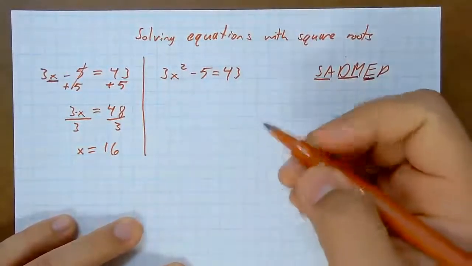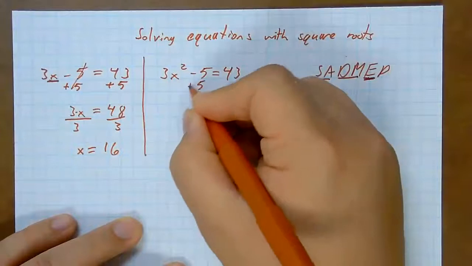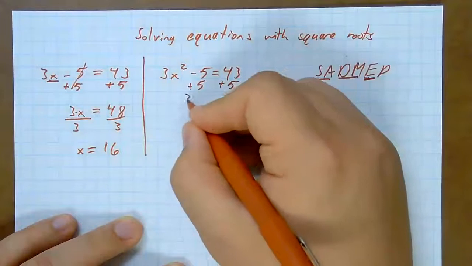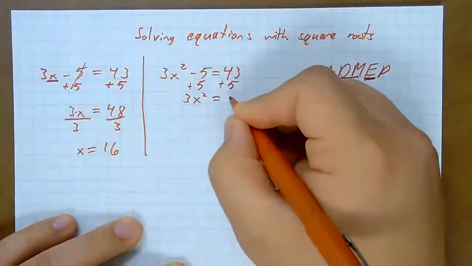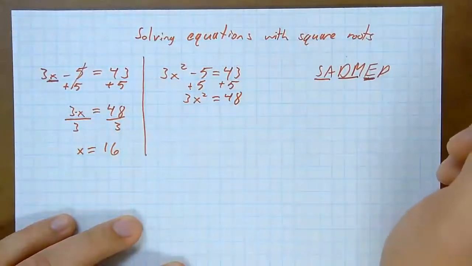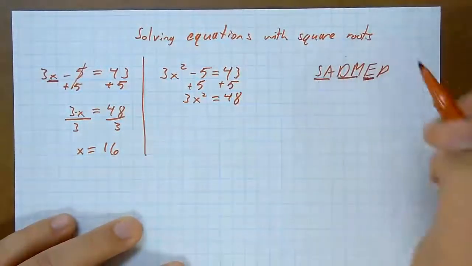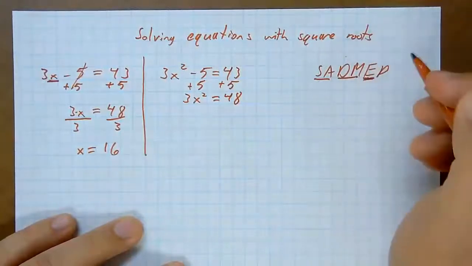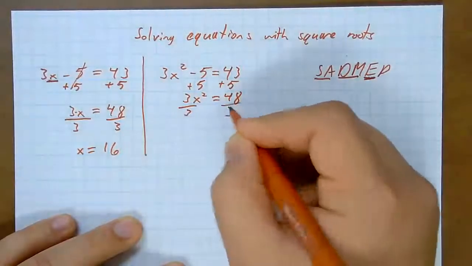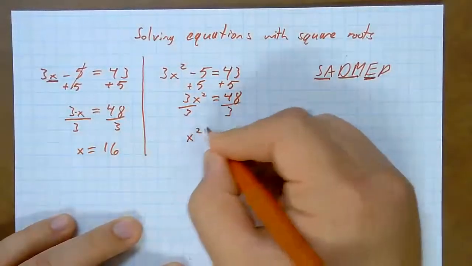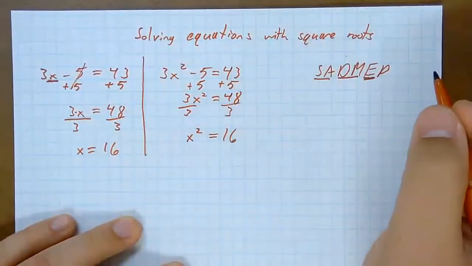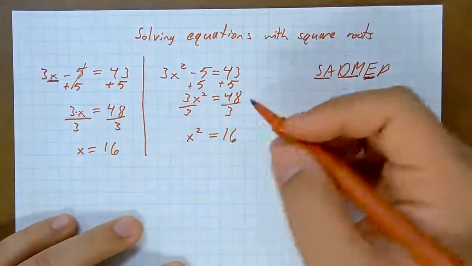So we still need to undo that subtraction by adding 5 to both sides. And we're left with 3x squared equals 48. So we've taken care of the addition and subtraction. We still need to take care of our multiplication and division next. So we'll divide by 3. And what we're left with is x squared equals 16.